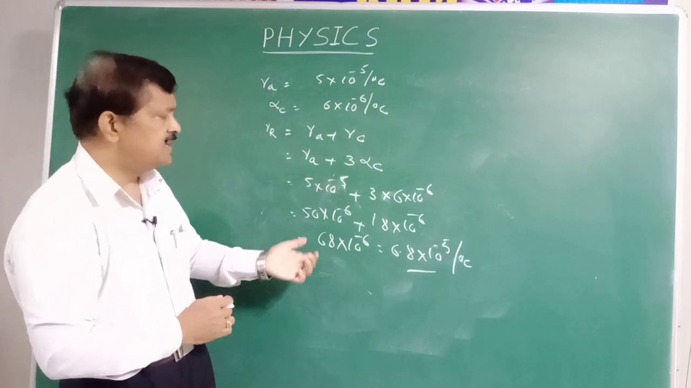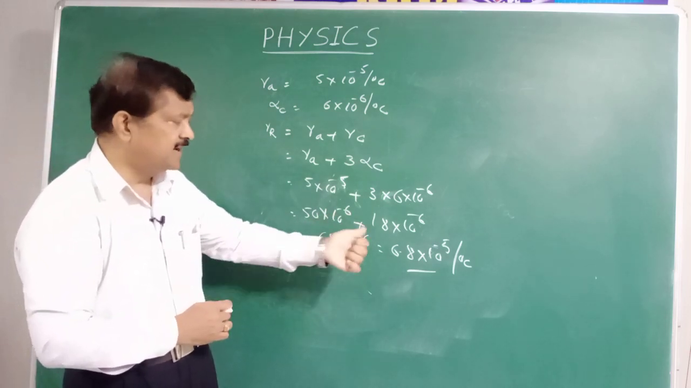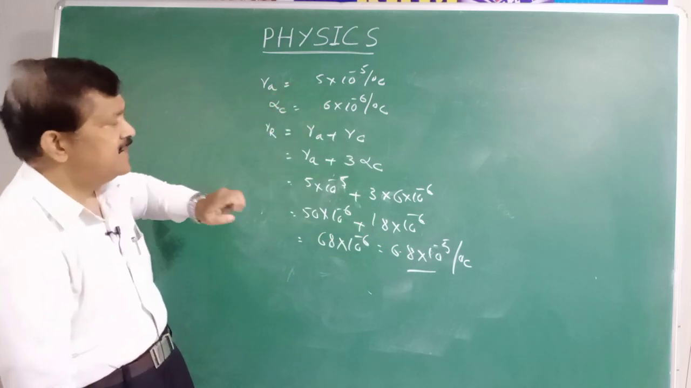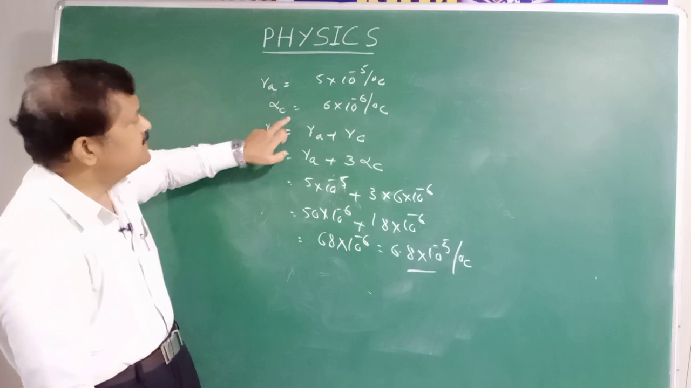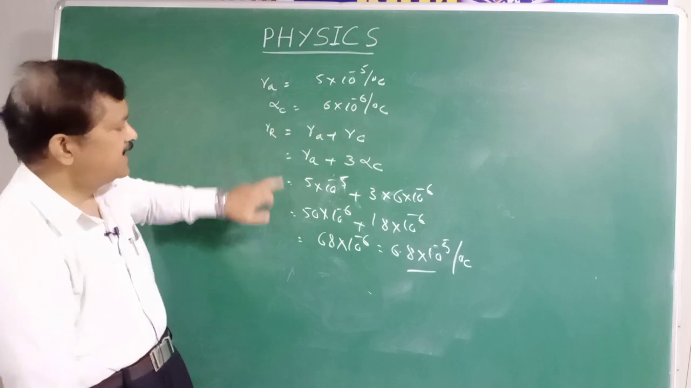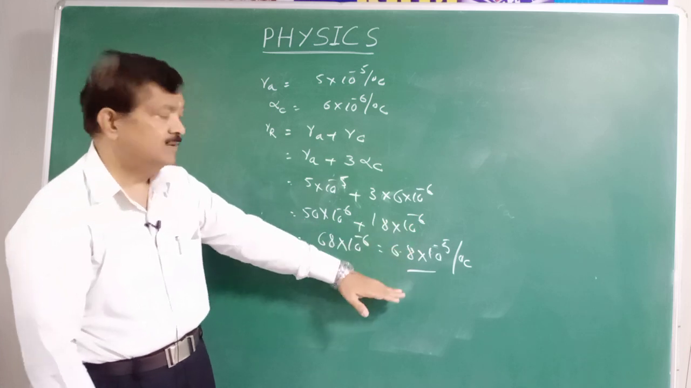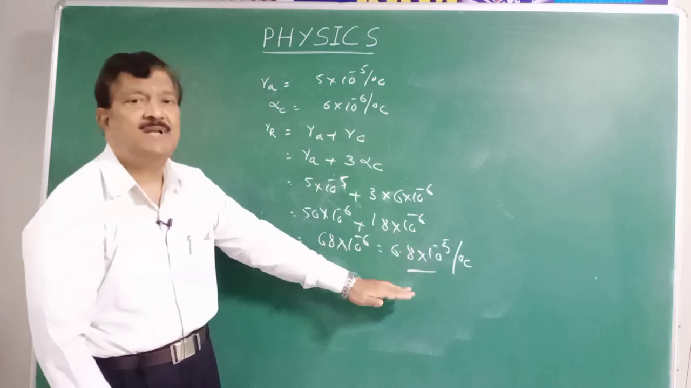This gives the value of the coefficient of real expansion of the liquid. So the coefficient of apparent expansion is given and the coefficient of linear expansion of the container is given, and we are calculating the coefficient of real expansion of the liquid, which is the absolute property of that liquid.